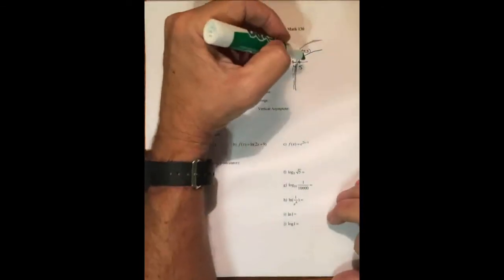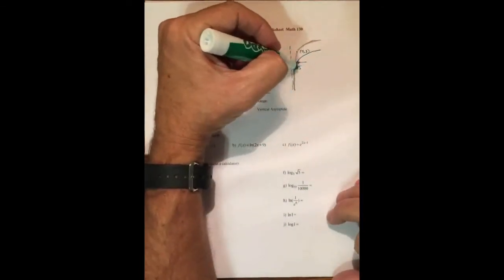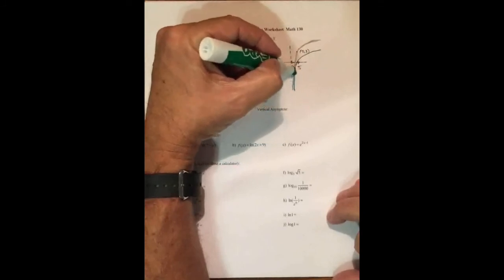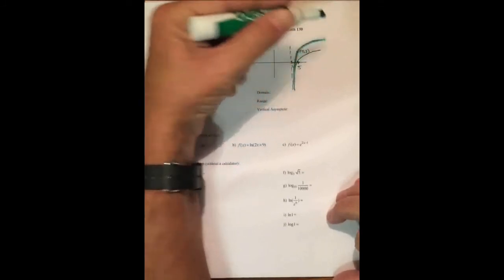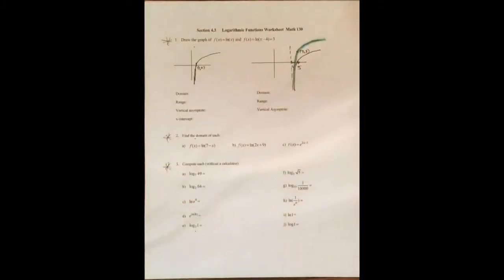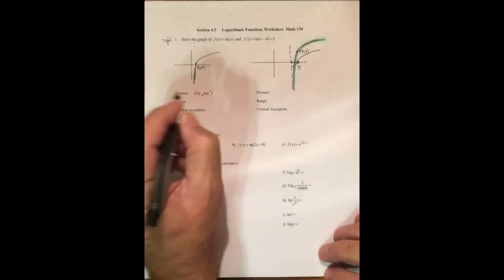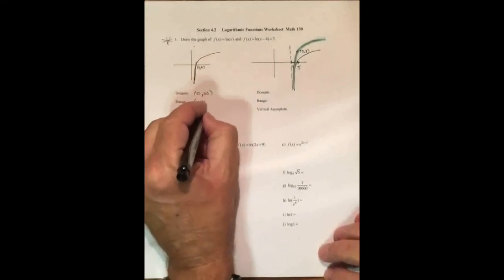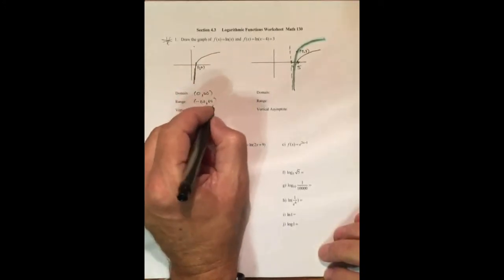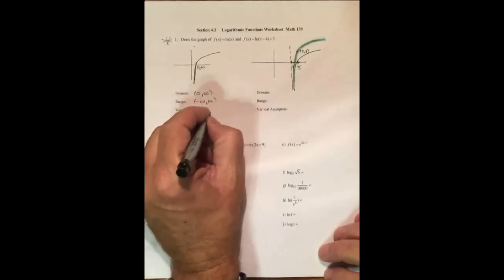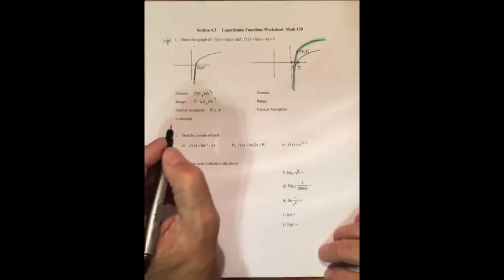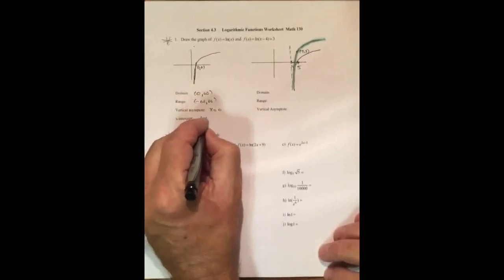And maybe I can make that in green. It's just going to be my curve here, shifted up 3 units. Like that. So to fill in the ancillaries, the domain is going to be anything positive. The range is going to be everything. The vertical asymptote is the y-axis, or x equals 0. And the x-intercept is at 1, 0.